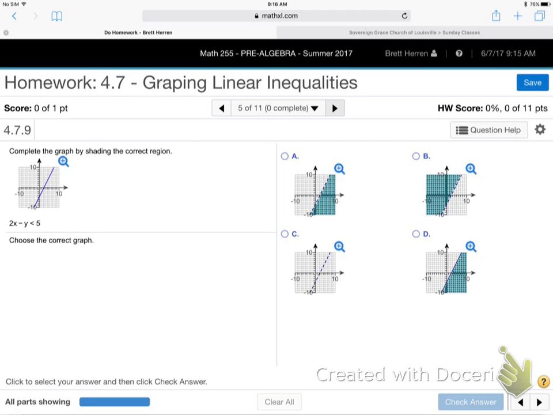All right, so let's see. 2x minus y less than 5. We've got to get y alone. Same thing, back to the shading thing. We've got to get y alone.